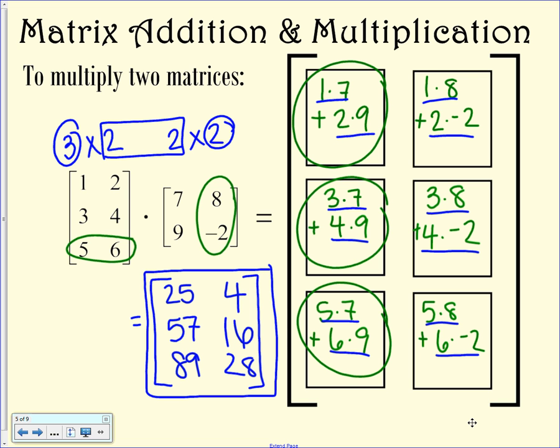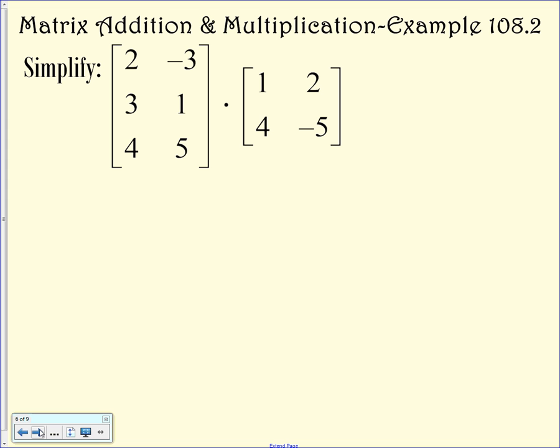Okay, so if y'all need, you can go back and re-watch that example again. But that's basically how you would multiply 2 matrices together. So now we're going to look at an example. And it's again a 3 by 2 times a 2 by 2. So we can multiply those two together.